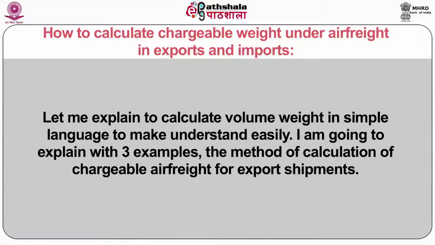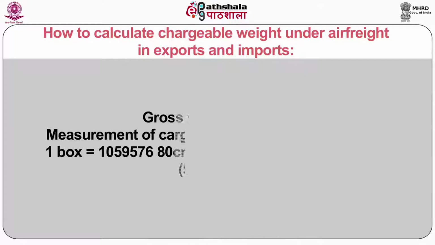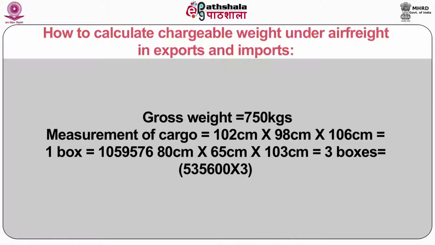Let me explain how to calculate volume weight in simple language to make it easy to understand. I am going to explain with 3 examples the method of calculation of chargeable air freight for export shipments. You have 3 shipments to be exported separately. Measurement of cargo: length, width and height. Shipment 1. Gross weight equals 750 kgs.